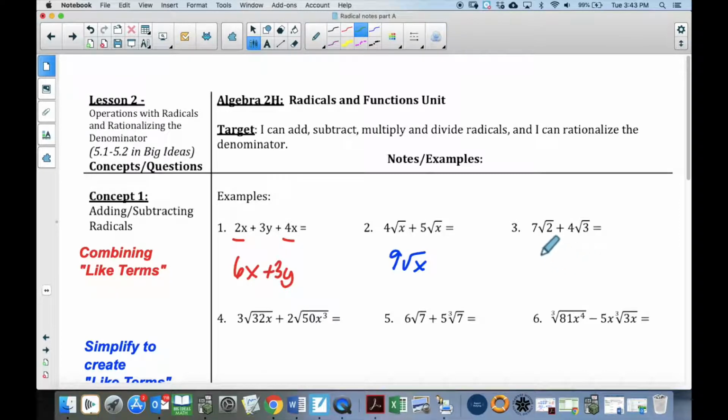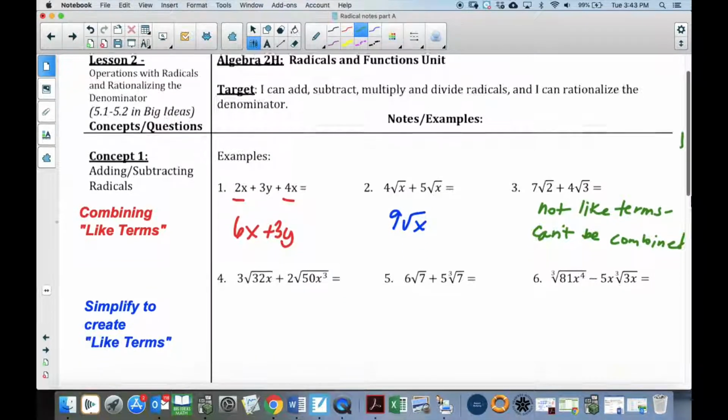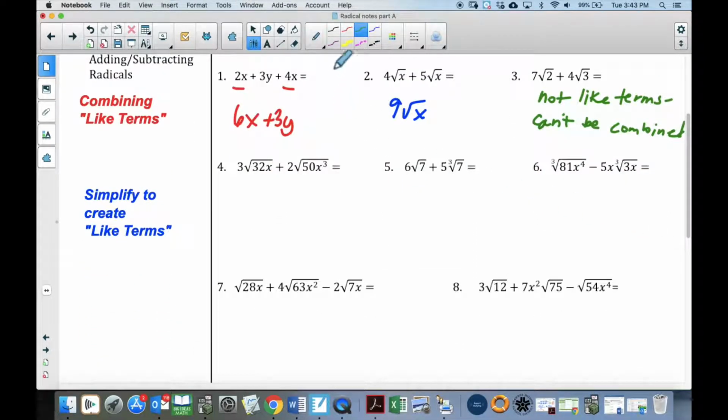This next example, number 3, we would want to add like terms. Well, these are not like terms. And since they're not like terms, they cannot be combined. Then we started getting into a little bit more complex problems, like number 4. Sometimes, as we get more complex, it looks like they are not like terms, but we can simplify them. And once we simplify them, then they would be like terms. I'm going to skip number 4. I'm going to look at number 5 and number 6, though.